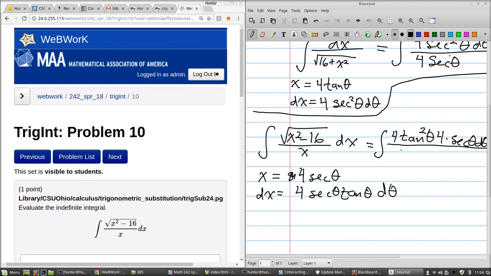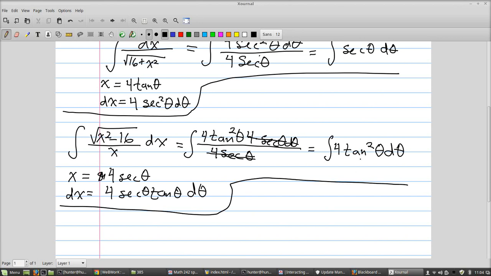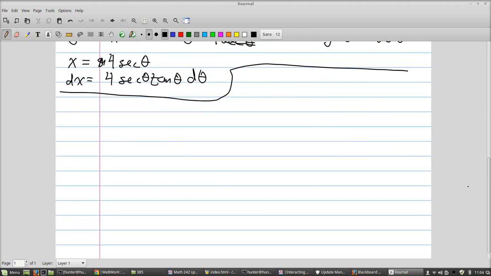And we have on the bottom 4 secant theta. All right, so let's do some cancellation. 4 secant theta and 4 secant theta go away. And you have the integral of 4 times tan squared theta d theta. So this is a nice little problem. I'll let you do it on your own. This one is not completely obvious, but here's a hint. Just convert to secant.